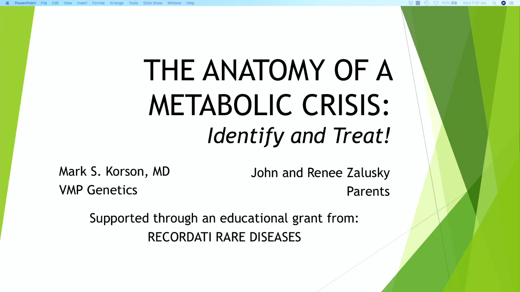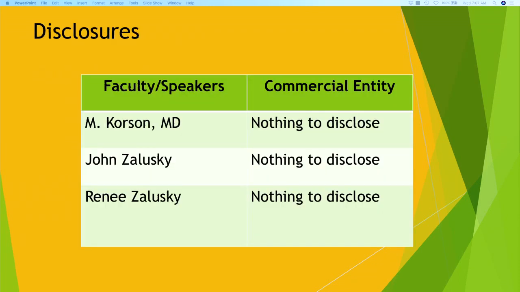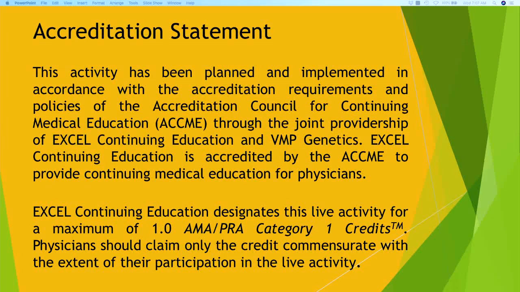And so what I'm here to do this morning is to discuss the metabolic crisis, specifically focusing in on disorders with ammonia, how to identify and treat them. So this morning it is me who's speaking, but we also have with us John and Renee Zaluski, who are parents of a child with a urea cycle disorder. So this is going to get very personal, and it's like having a case history unfold in front of us this morning. We have no disclosures to report, and we do have accreditation for one credit, category one credit.